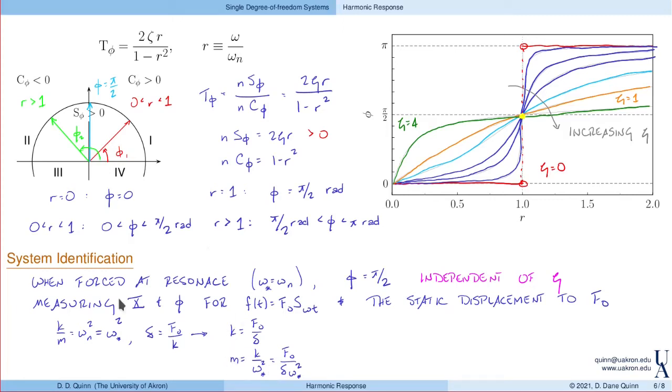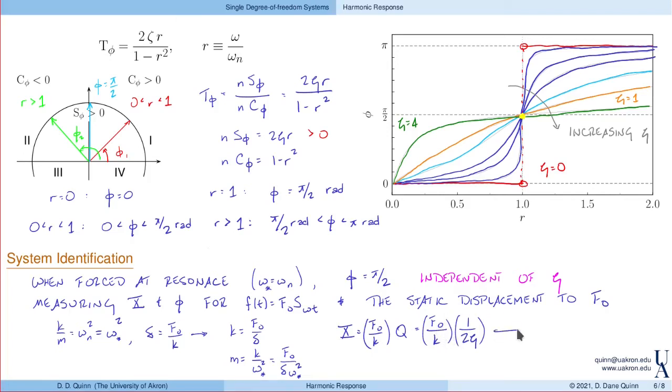Well, what about the damping? That comes back to the quality factor that we identified earlier. At resonance, recall that the amplitude is f naught divided by k times the quality factor, or f naught divided by k times 1 divided by twice the damping ratio, because this was the quality factor. This is how we defined the quality factor, or this is the amplitude when forced at resonance.